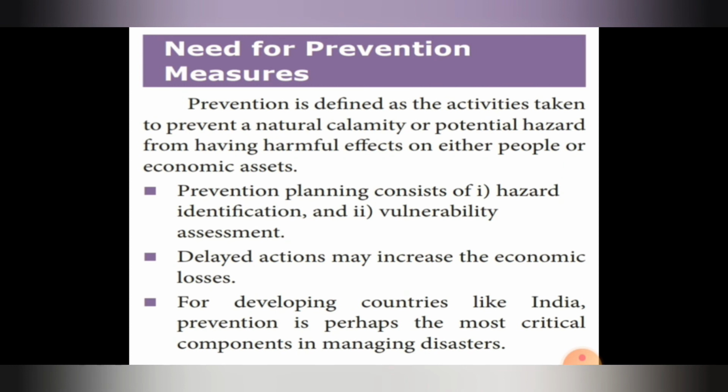Next one is need for prevention measures. What are the needs? We need to prevent the measures. Prevention is defined as the activities taken to prevent a natural calamity or potential hazard from having harmful effect on either people or economic assets. Prevention planning consists of, first, hazard identification and vulnerability assessment. Second, delayed action may increase the economic losses. Third, for developing countries like India, prevention is perhaps the most critical component in managing disasters.